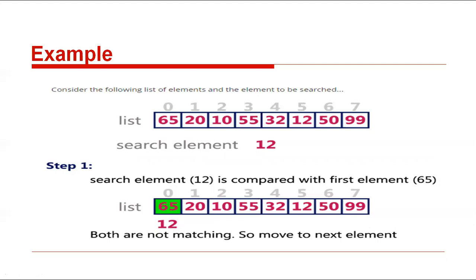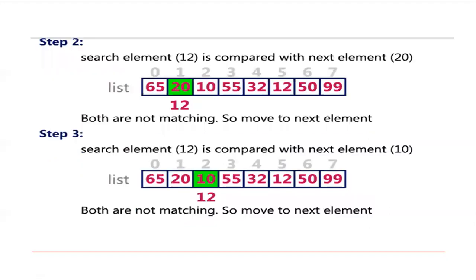Since both are not matched, the control moves from 0 to 1. Clear? Increment the I value. Is A of I equal to 12? Both are not matching, so move to the next element, location 1, which is 20. In the second step, 12 is compared with the next element 20. A of 1 equal to 12? What is the value of A of 1? 20. 20 equal to 12? No, both are not matching, so move to the next element.